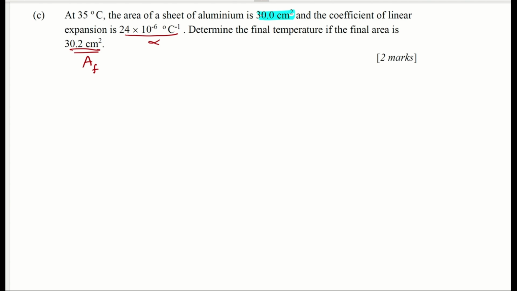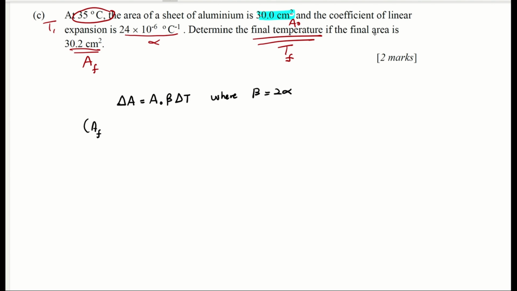So this is A final and this is A initial. So we want to calculate what is the T final, and this is T initial. So you can take out all the information given, and then you can use the equation for the change in area, delta A is equal to A naught beta times delta T, where remember, beta should be 2 times the value of the linear expansion, which is 2 times alpha. Alright, so now A final minus A initial, and this is the delta A.